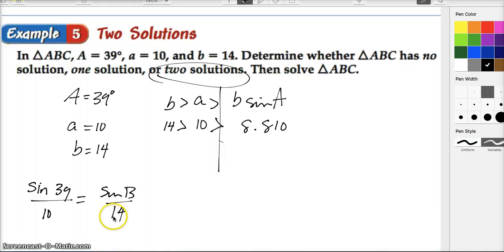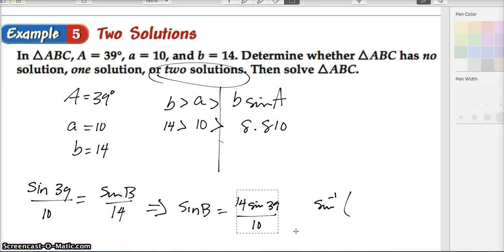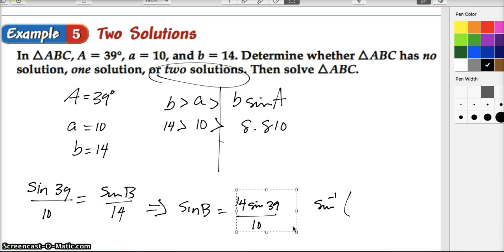So watch this. We come down here and we apply the law of sines, right? And we've done this enough that we know how to solve for sine of B. So we get 14 times the sine of 39 divided by 10 is going to give me the sine of B. And we're going to go one extra step, finding the inverse sine of this value, 14 times the sine of 39. So let me copy that and then paste it right back over here.